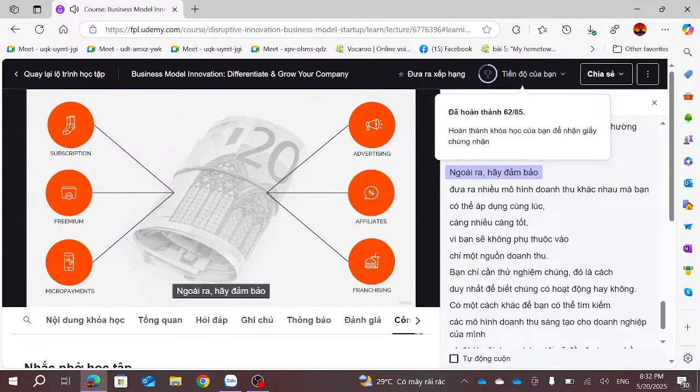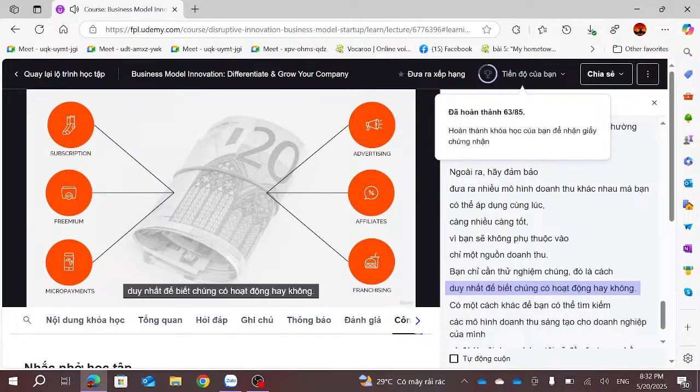Also, make sure to come up with many different revenue models you can put in place at the same time. The more the better, because you will not be dependent on just that one revenue stream. You just need to go and test them out. That's the only way to know if they will work.